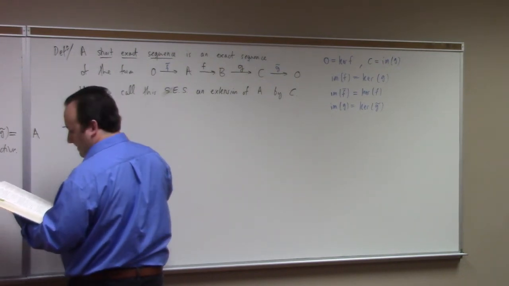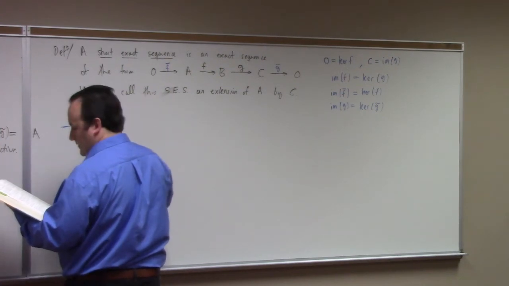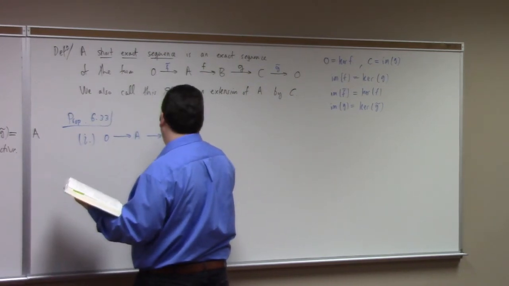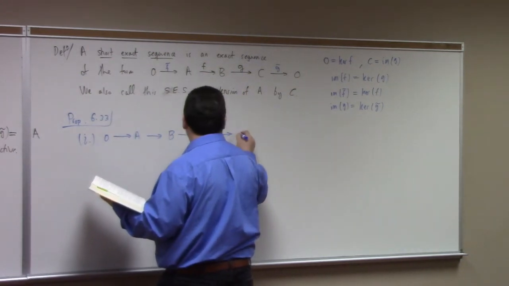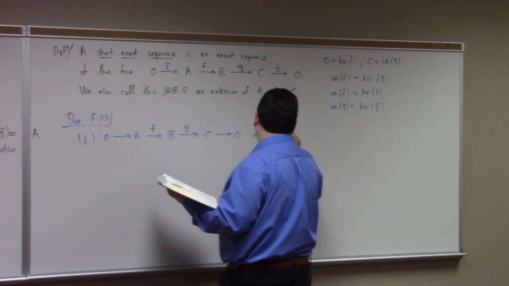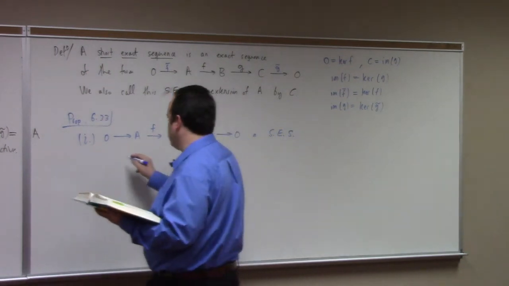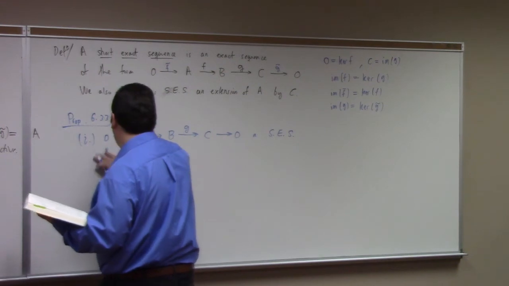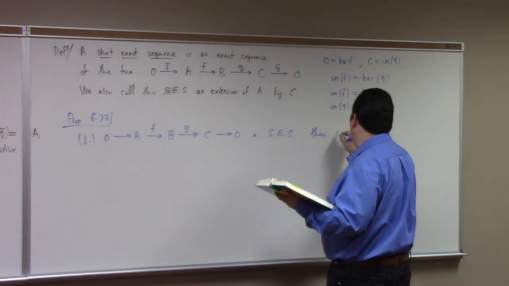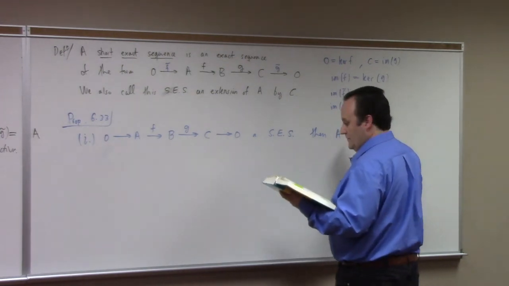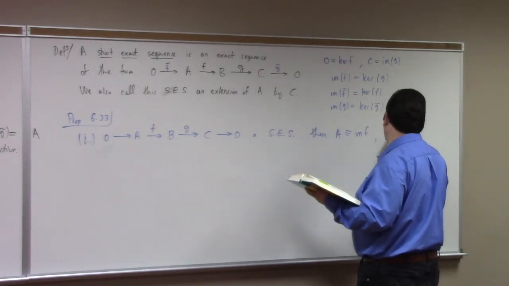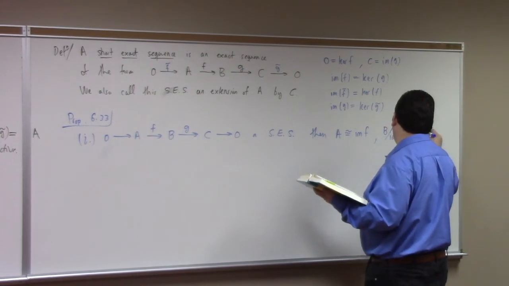Proposition 6.33 says 1, if we have 0, A, B, C, 0, a short exact sequence, then, actually I'm going to write over here, A is isomorphic to the image of F, and B mod the image is isomorphic to C.